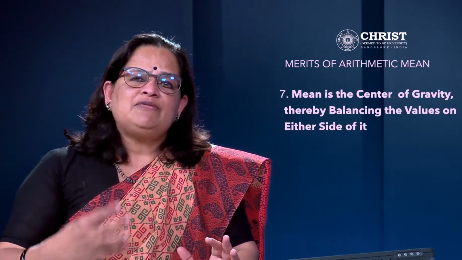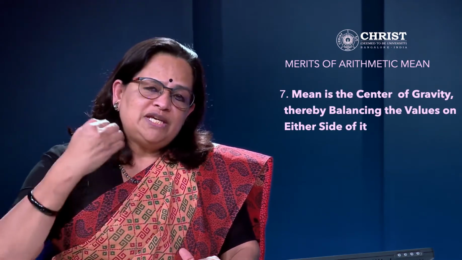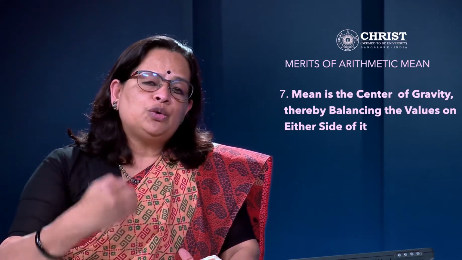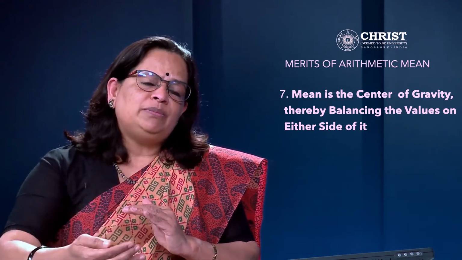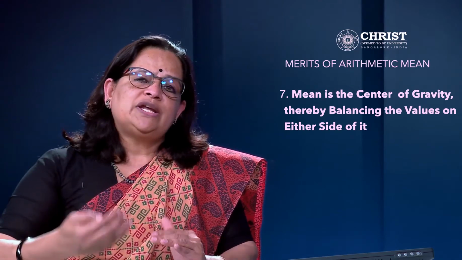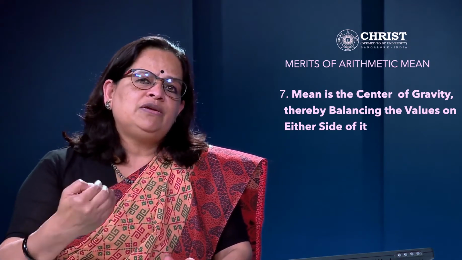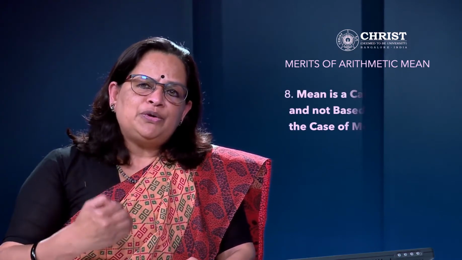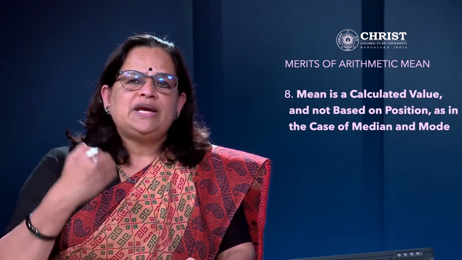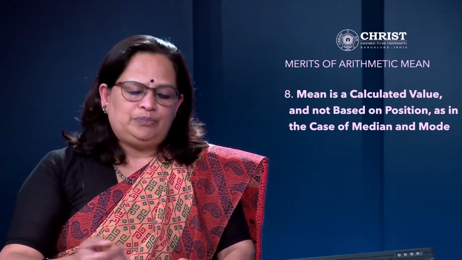Now, mean is the center of gravity, thereby balancing the values on either side of it. When we take mid values for computation in a group frequency distribution, we assume that an equal number of values are below the midpoint and an equal number of values are above it. So this is a feature and an advantage of arithmetic mean. Mean is a computed value and not based on position as in the case of median or mode.